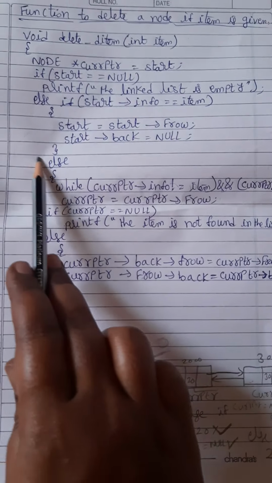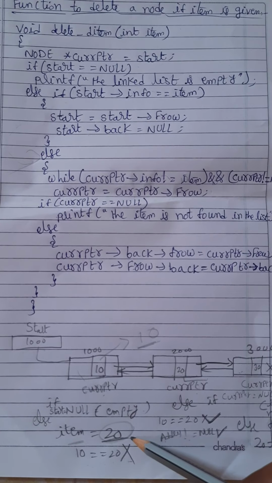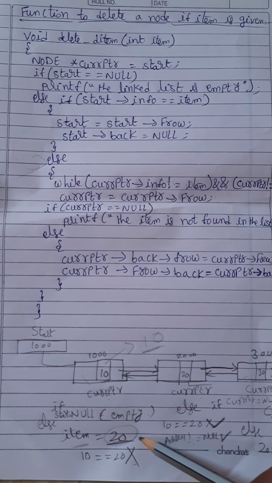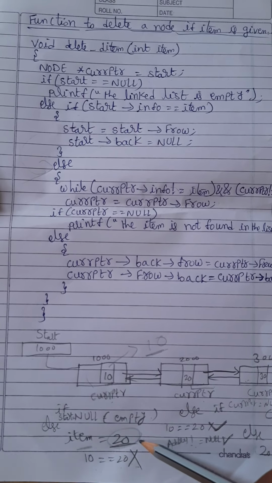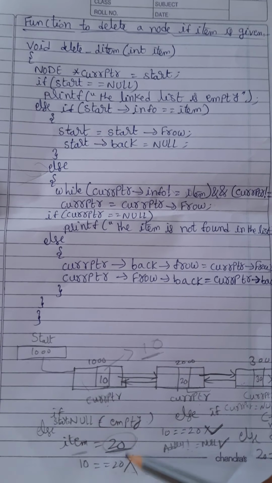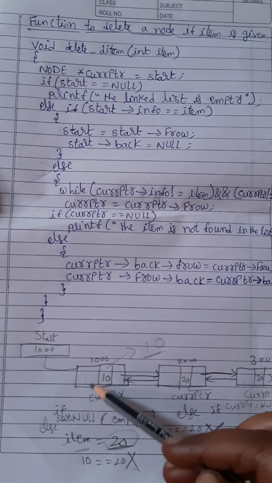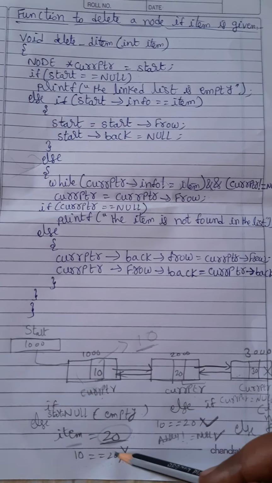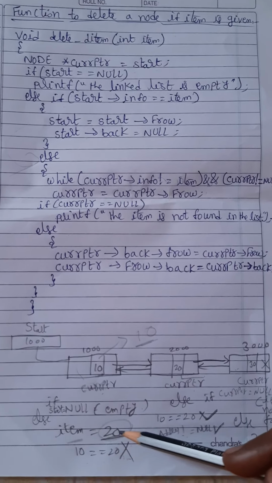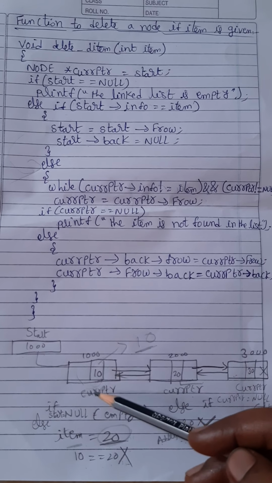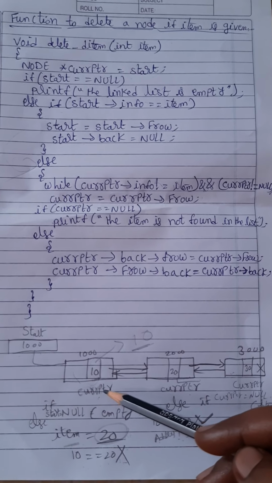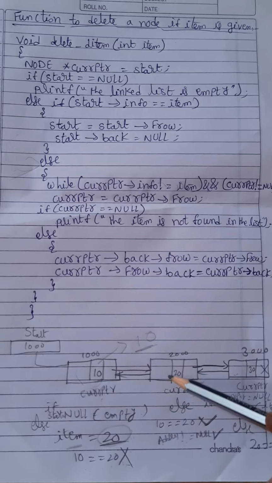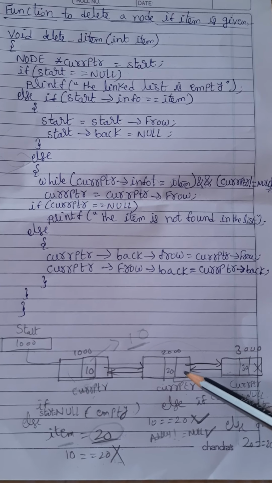It will move to the else part. If the condition is correct, that is start to info, if we have given the item as 10, 10 equal to 10, then this item will get deleted. Here both are not equal. We have compared the item with the info part in the current pointer, both are not equal, so we have to move to the next node. The next node will become the current pointer.